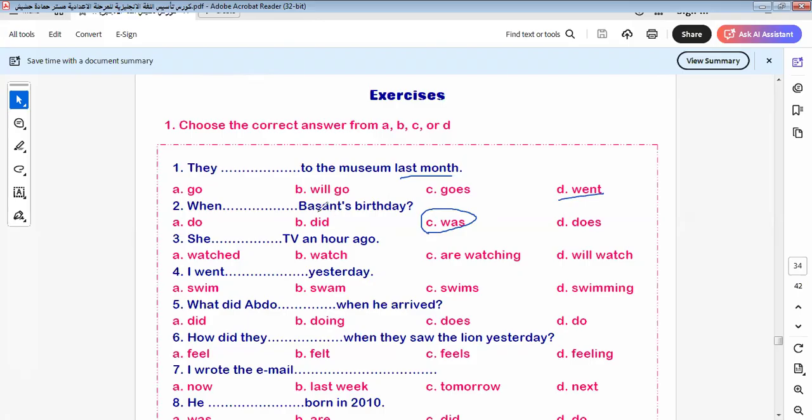Here we use the verb to be because we don't have a helping verb here. She watched TV an hour ago. So she watched it. I went to the beach yesterday. I went swimming. Some of you say, Miss Iman, why are you selecting swimming?